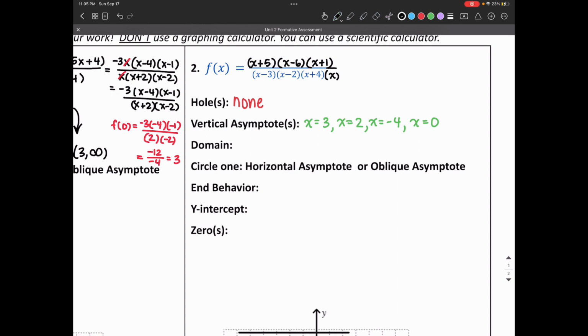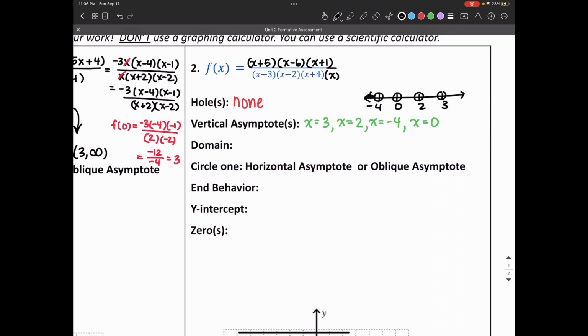For the domain, I'm going to draw a little number line here. Everything is allowed for me to plug in for x for this graph, or everything's going to be shaded except for these x values here. And then if I had any holes, those x values would also not be included in the domain. So I'm just going to make a number line from least to greatest. I have -4, then 0, then 2, then 3. These are not included, so I'm going to put open circles on them.